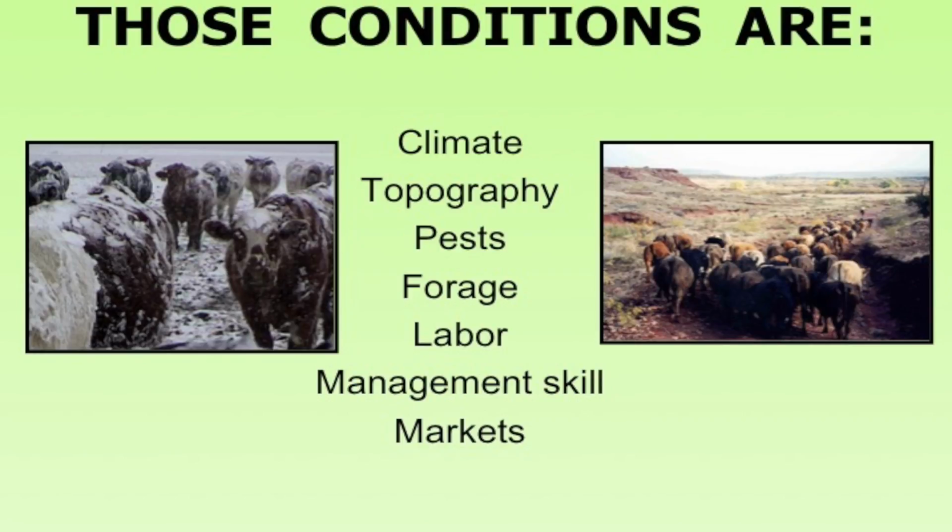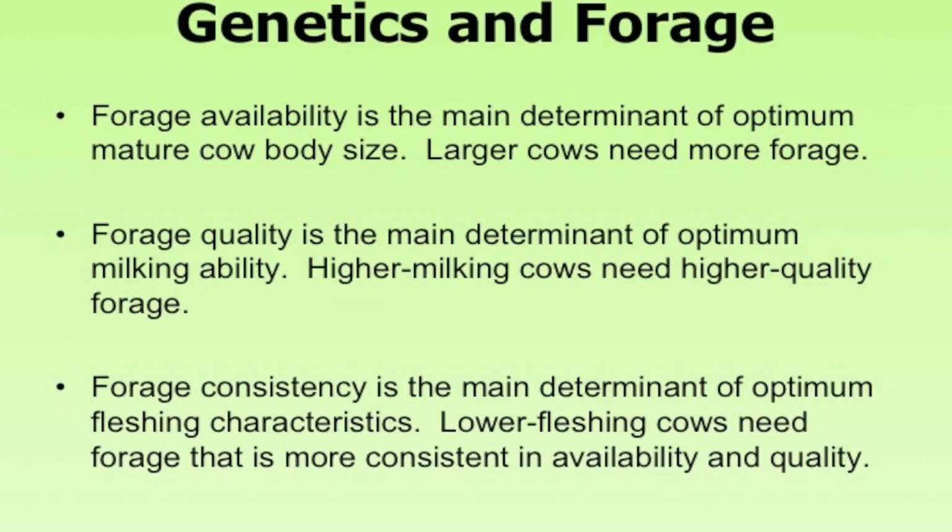Those conditions are climate, topography, pest, forage, labor, and management skills could be another thing. And then also you have to look at the markets and how those conditions can affect it. Genetics and forage availability is the main determinant of optimum mature cow body size. And so larger cows need more forage.